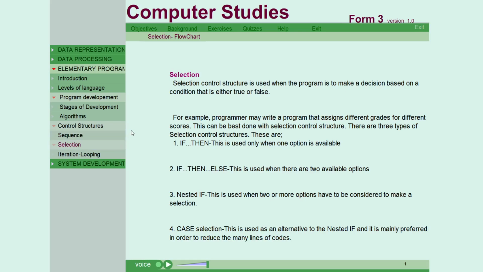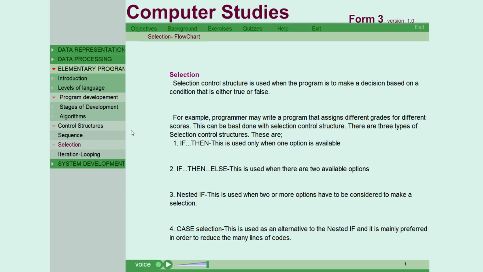Selection. Selection control structure is used when the program is to make a decision based on a condition that is either true or false. For example, a programmer may write a program that assigns different grades for different scores. This can be best done with selection control structure.